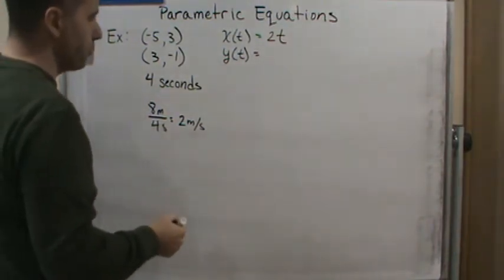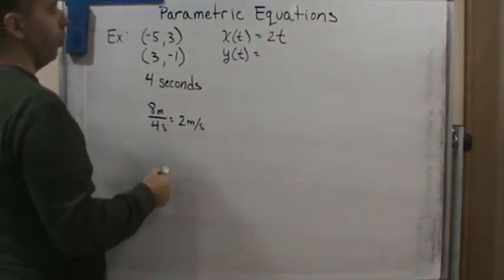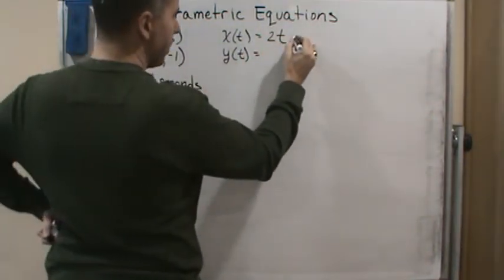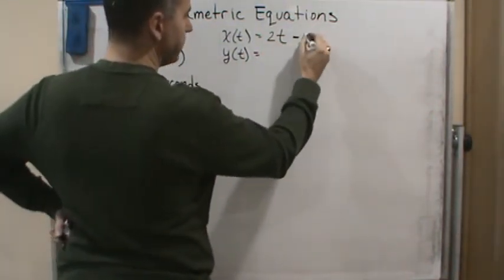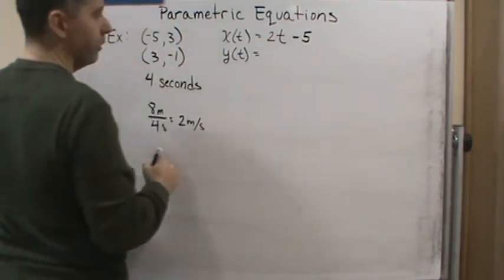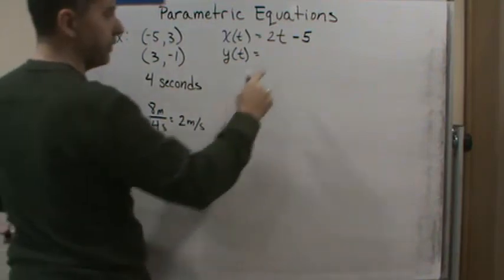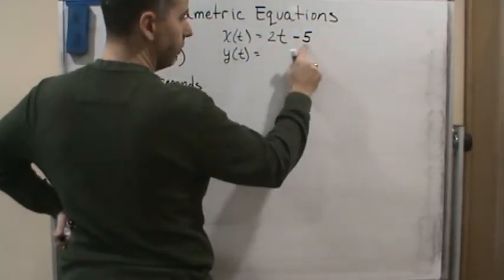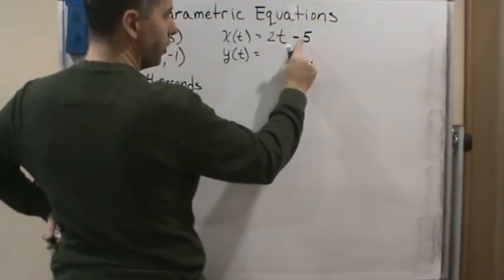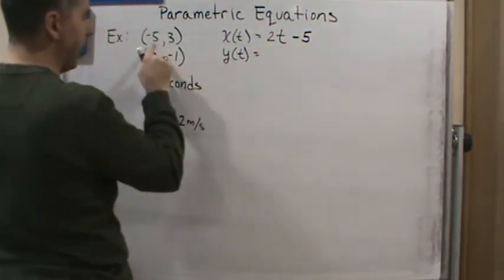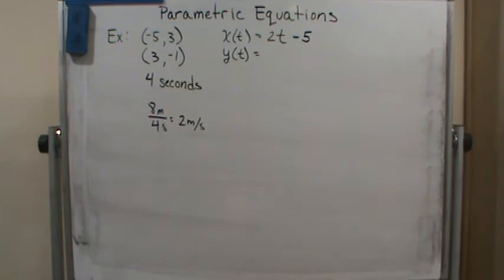Now, where are we starting though? We're starting at -5, so we're going to subtract 5 from each value. This is like the y-intercept, so this is our starting point. So when t is 0, what do we get? We get -5, which is exactly what we want. Okay? Now, what about y?